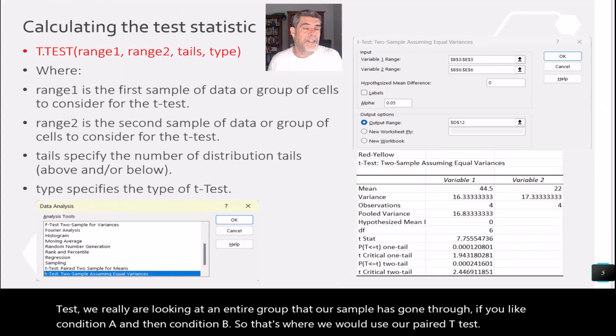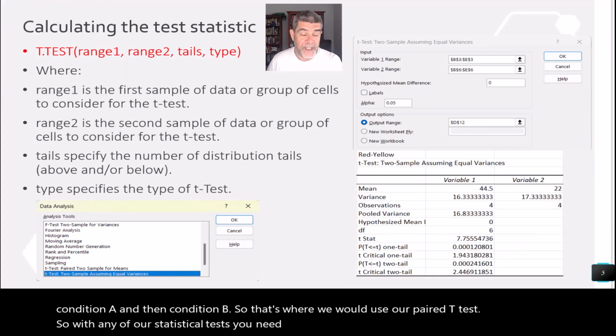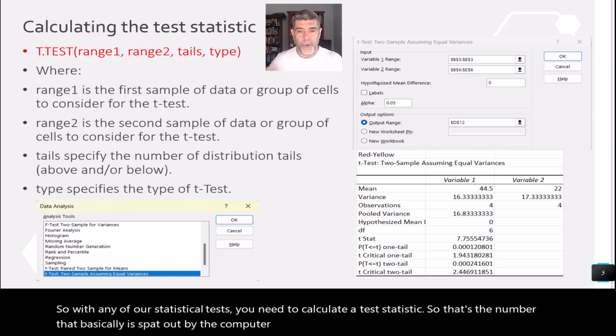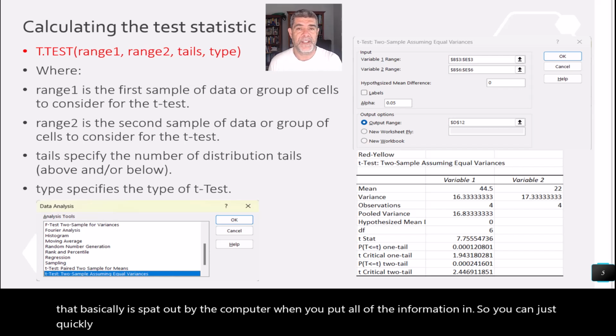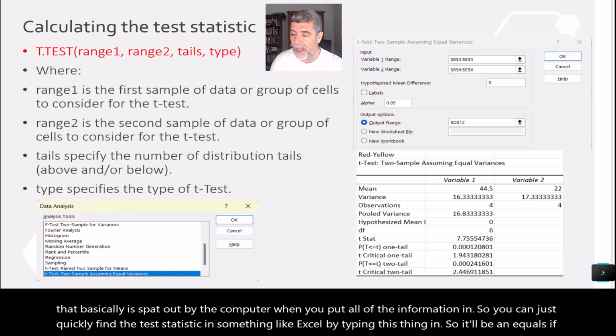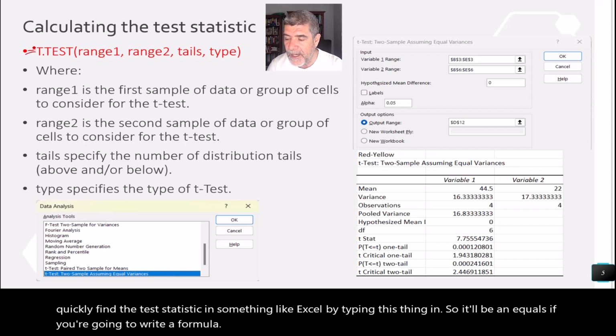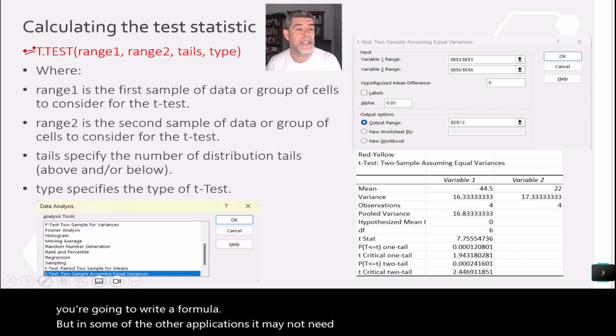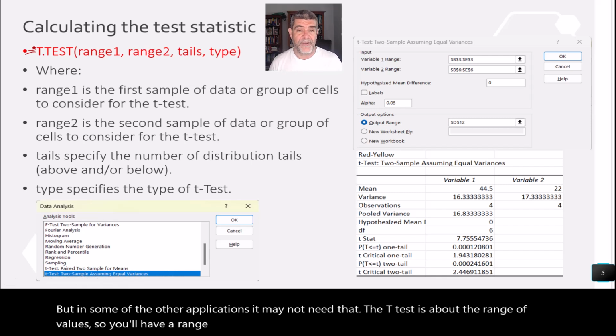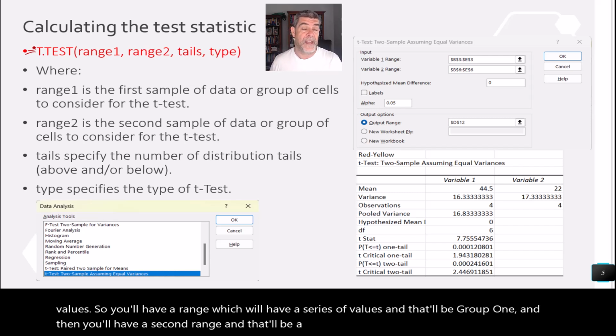So with any of our statistical tests, you need to calculate a test statistic. That's the number that is spat out by the computer when you put all of the information in. You can quickly find the test statistic in something like Excel by typing this in. It'll be an equals sign if you're going to write a formula, but in some of the other applications, it may not need that. The t-test is about the range of values. So you'll have a range which will have a series of values, and that'll be group 1. And then you'll have a second range, and that'll be a group of values, and that'll be group 2.